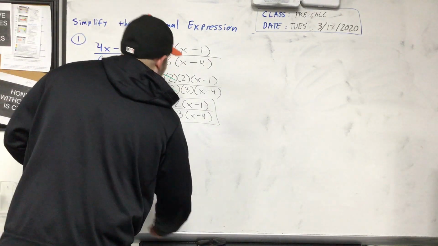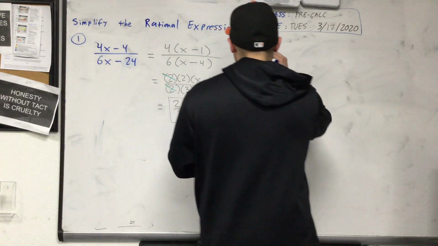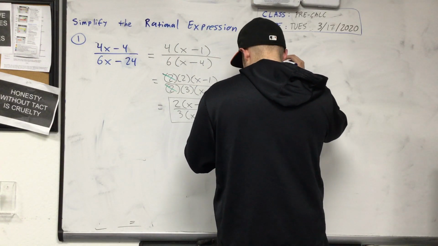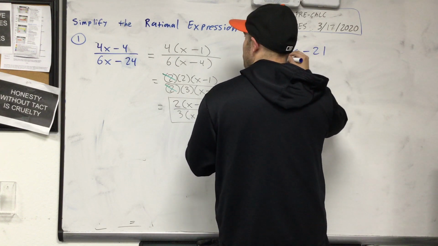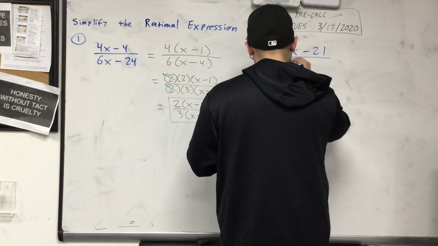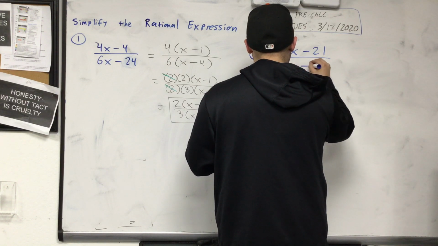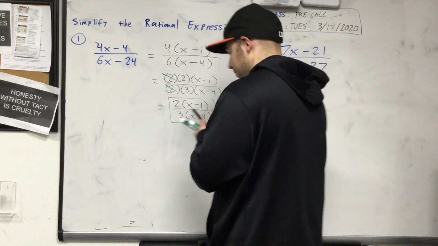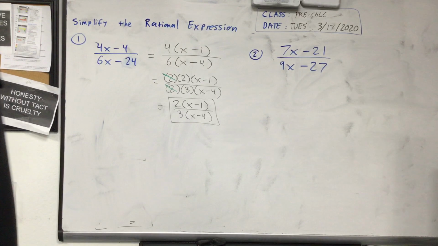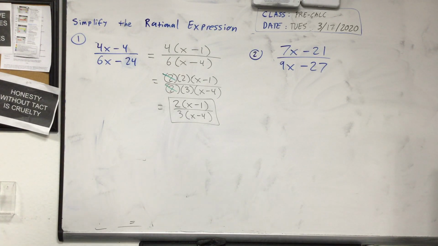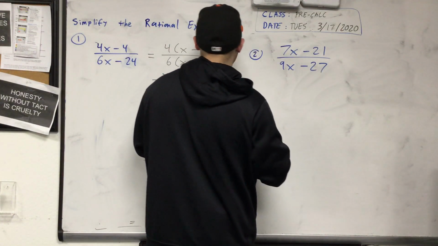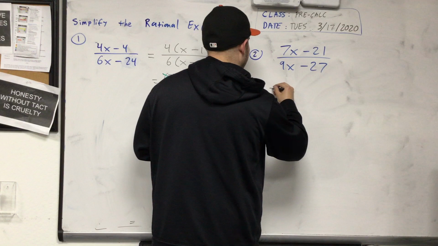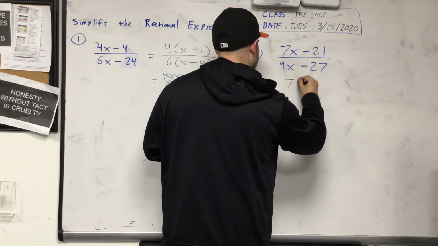Okay. Now, on the second problem, let's see if we can do this. 7x minus 21 over 9x minus 27. Okay, so this one's going to be a little bit different. Well, can I factor anything on the top? Looking at 7x minus 21, they have a greatest common factor of 7. So I'm going to factor out the 7.